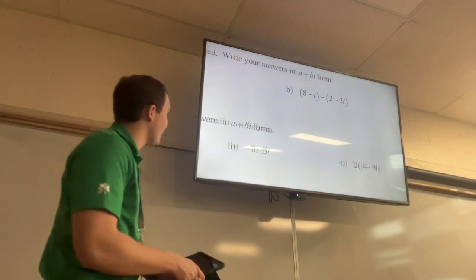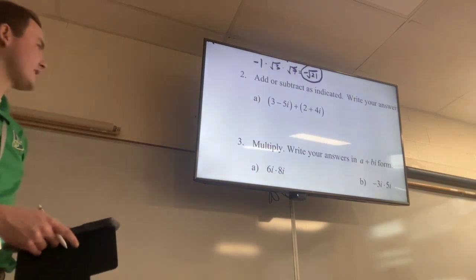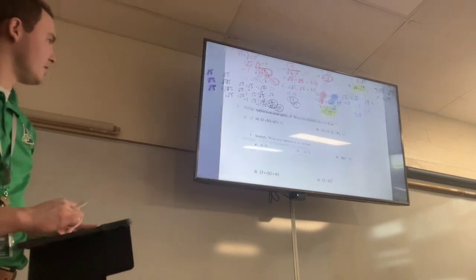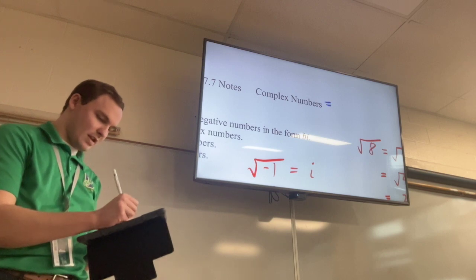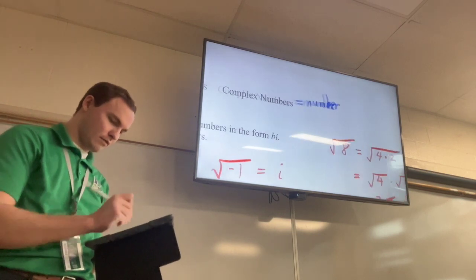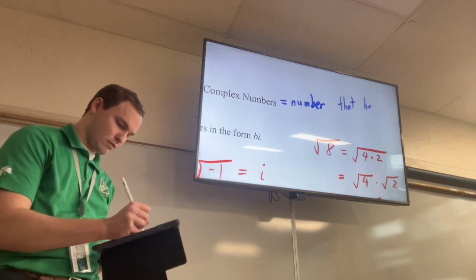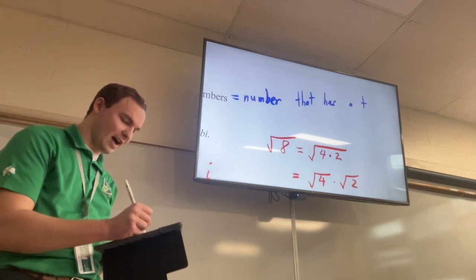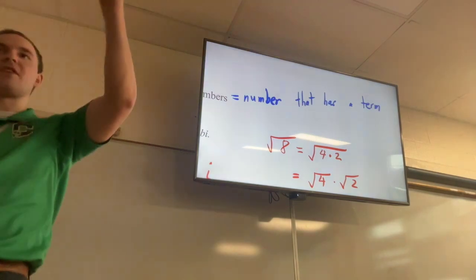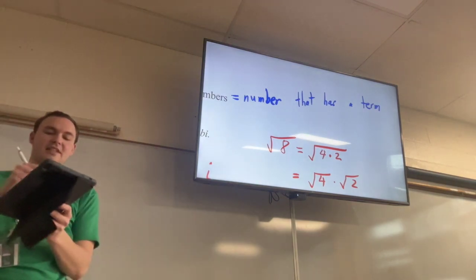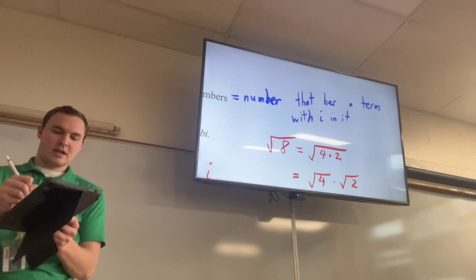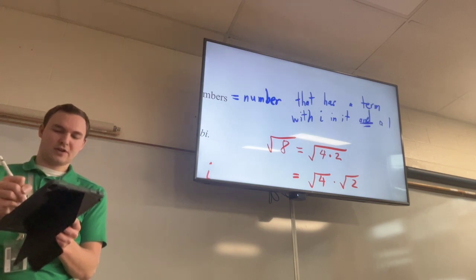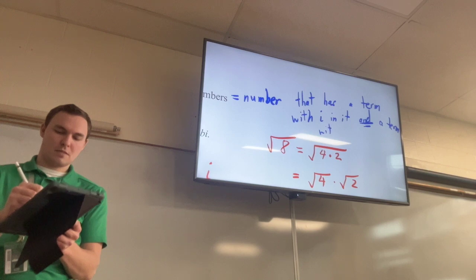So we're going to add or subtract these numbers. So a complex number, let me introduce a new term up here. A complex number, that's a number that has a term with I. A lot of the times you can just treat I like a variable. It's a number that has a term with I in it, and a term without I in it. Okay?